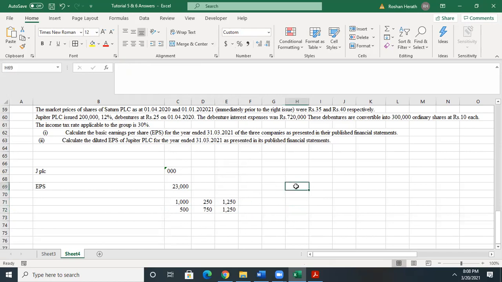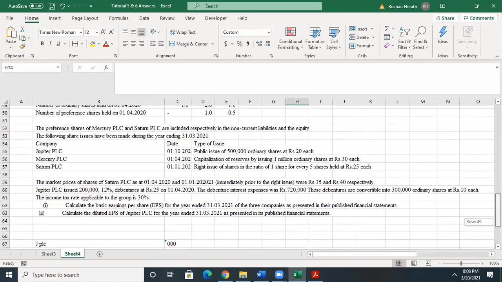Whichever way is convenient, you must take it, so it is 1,250. If you are to calculate that now, 23,000 divided by 1,250, the earnings per share is rupees 18.4 per share. So that is the situation of JPLC.